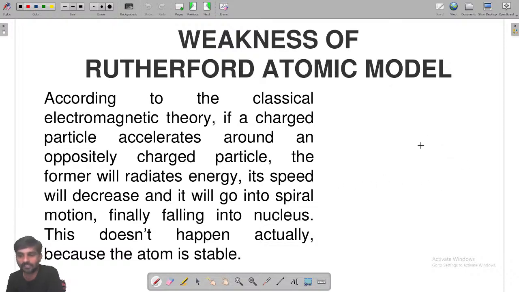when two charges, let's say this is a positive charge, some nucleus is here, and this is going to be a negative charge. When it is trying to move around the nucleus, sorry.